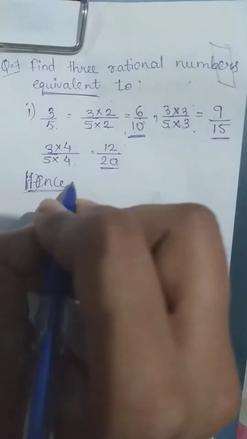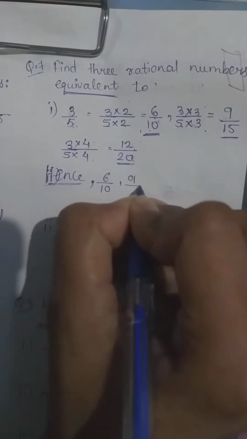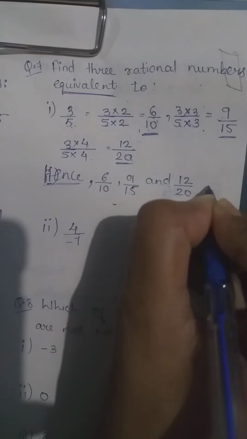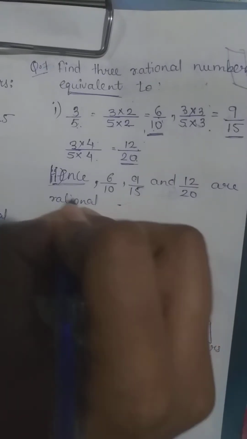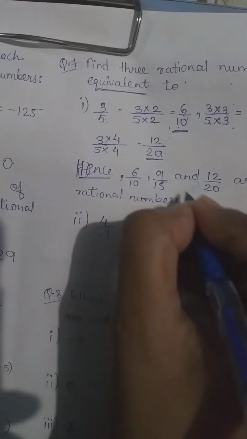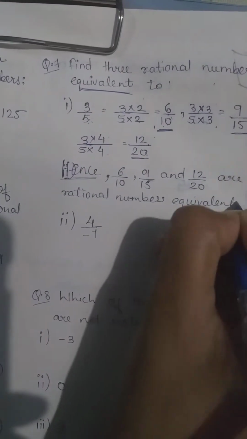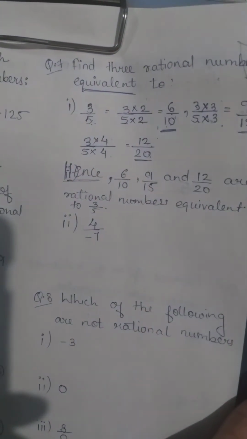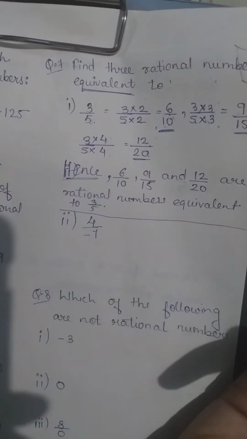Okay. So I'll write, hence 6 by 10, 9 by 15 and 12 by 20 are rational numbers equivalent to 3 by 5. Okay, so this is one question. I'll solve the next the same way.